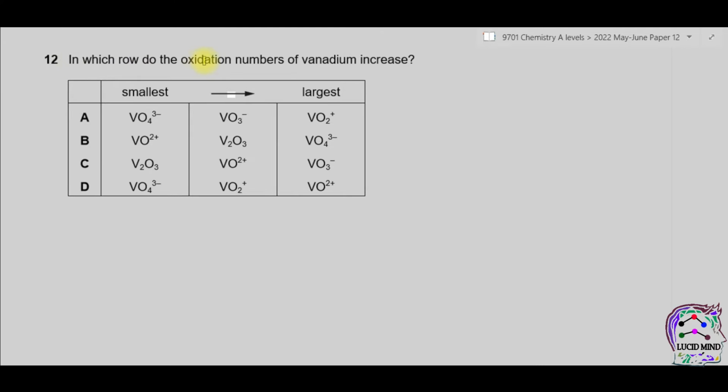Question 12. In which row do the oxidation numbers of vanadium increase? So we have to find out the increase. Let's find out which ones are different. We have VO4 3-, VO3-, VO2+, VO2+, V2O3. Now this one is similar to the first one, this one is similar to this one, and this is similar to this one. So I think that's it. We have to find out the oxidation state in these 5, then we can find out in all of them. So let's do it one by one.